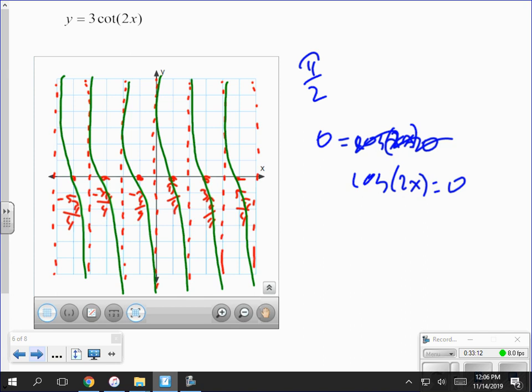Okie dokie, question. Find the zeros, asymptotes are halfway in between. Really, that's the easiest way to graph now. Questions? So we can move on. Okay.